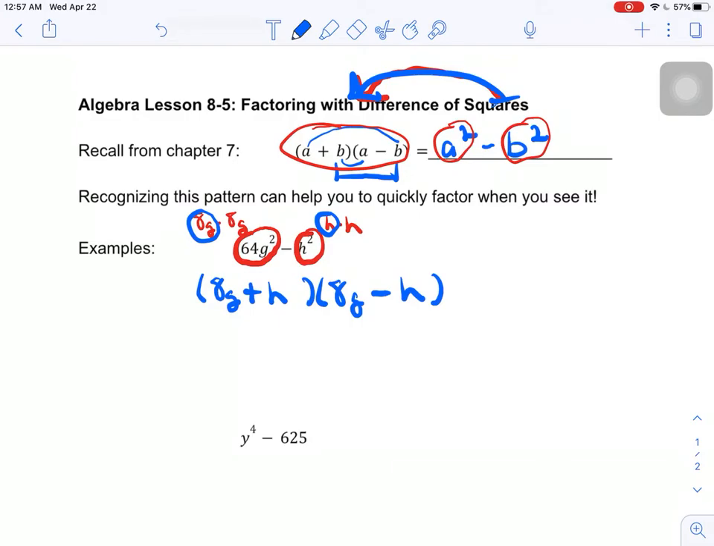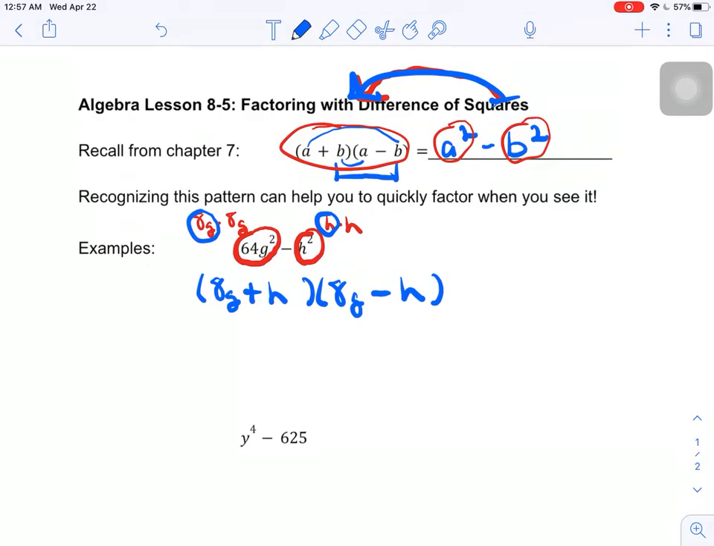The next example is going to get you thinking about the twist. This is another problem where I've got two things and I'm subtracting. If I have two terms and I'm subtracting and I'm trying to factor, I should automatically look and see, are those two things that have been squared?